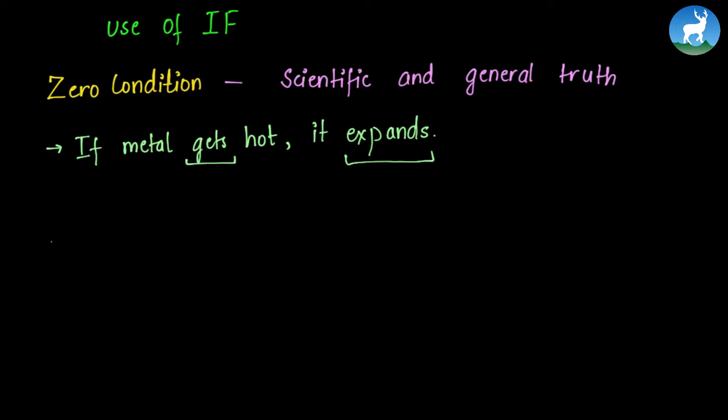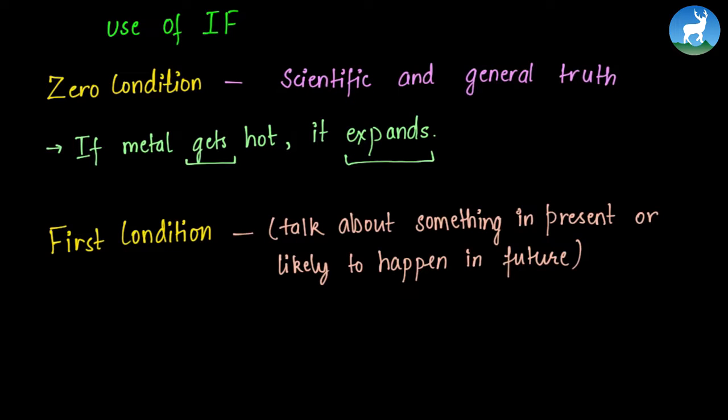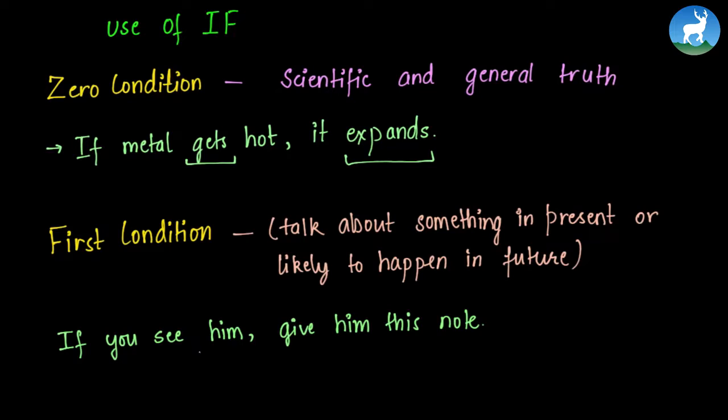Next is the first condition. The first condition is used when we are talking about something in the present or likely to happen in the future. Now let's look at an example. If you see him, give him this note. This statement is talking about something in the present or likely to happen in the future. So if you see him in the future, give him this note. At that point of time, do this thing. These statements are called the first condition.